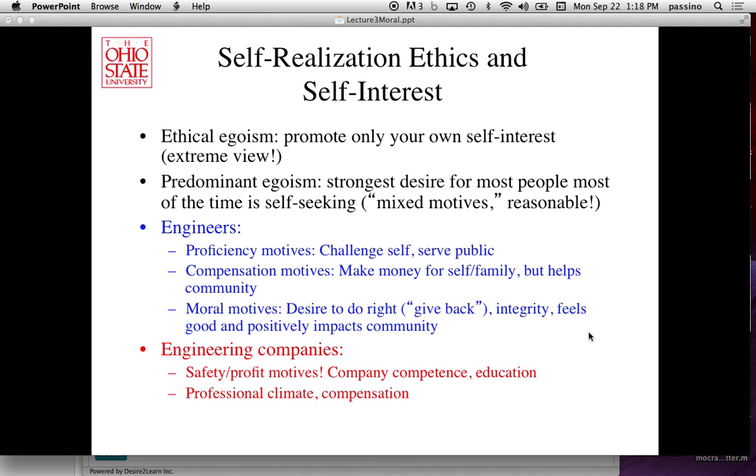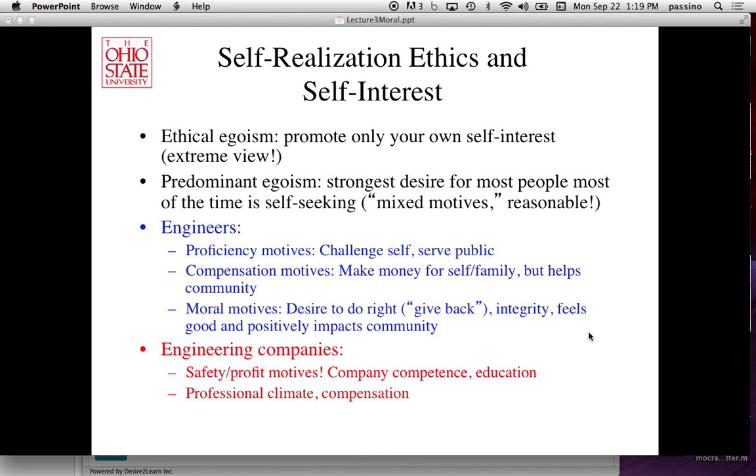Next, self-realization and self-interest. There's the area called ethical egoism, which is to promote your own self-interest. The predominant egotism is that the strongest desire for most people most of the time is self-seeking, which a lot of people believe in. So engineers have proficiency motives. Many of you, I talk to students all the time, most students really do want to be proficient. They want to be technically competent and good engineers. Virtually everyone does. So we have this motive of becoming professional, becoming highly technologically competent. That's very good, okay?